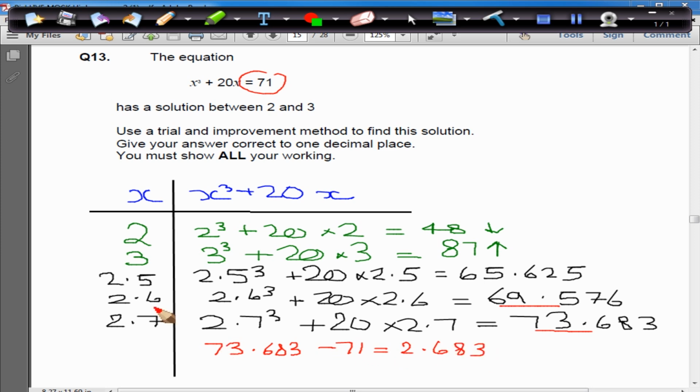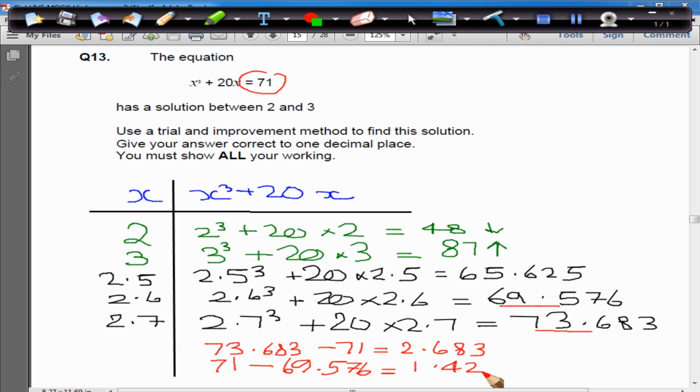2.683. Okay. Now, let's quickly do the next one. This one here. So 71, take away this one. So now 71, take away 69.576. What's that give us an answer of, Samia? 71, take away 69.576.